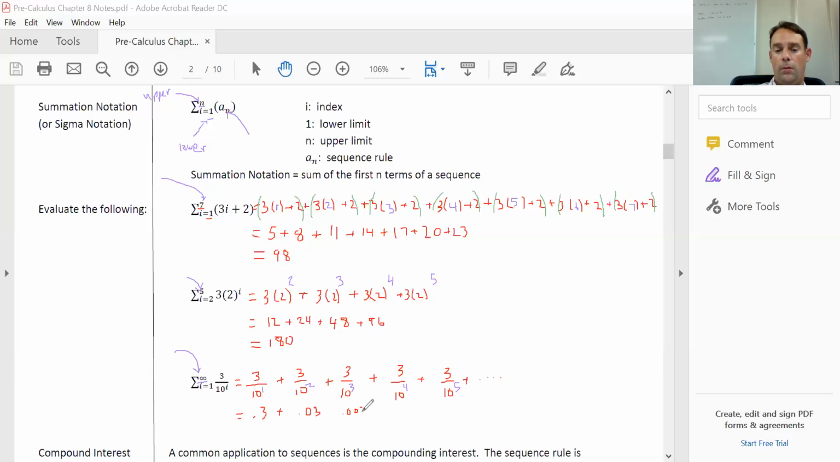0.003, plus 0.0003. Do you guys see a pattern developing yet here? 0.00003, or 0.0000003. And we can keep going here, and all of a sudden you see all these numbers. If I start adding them all together, it's just a whole bunch of threes. Dot, dot, dot.